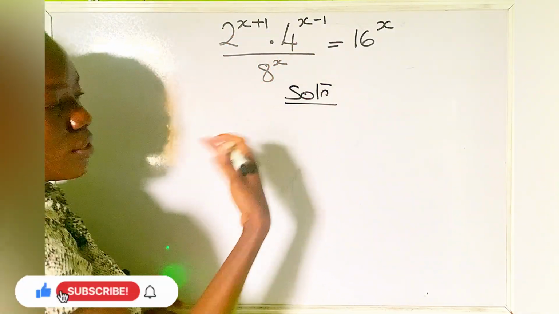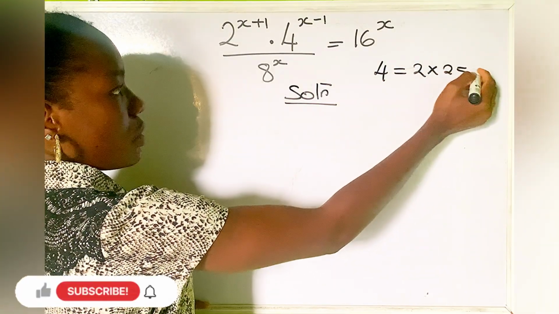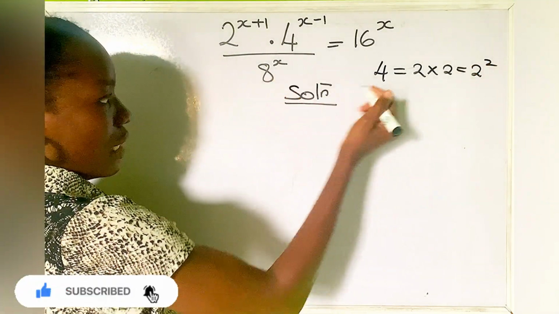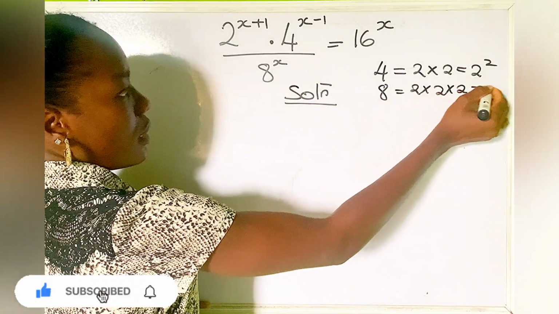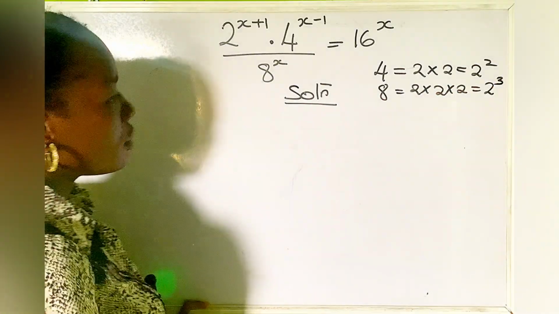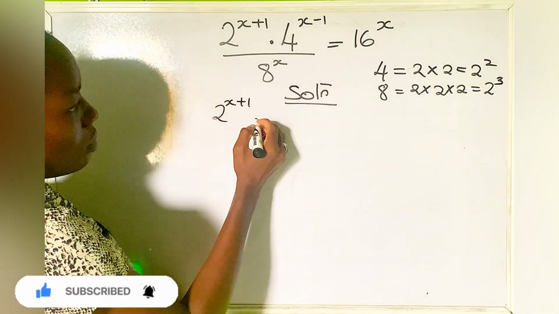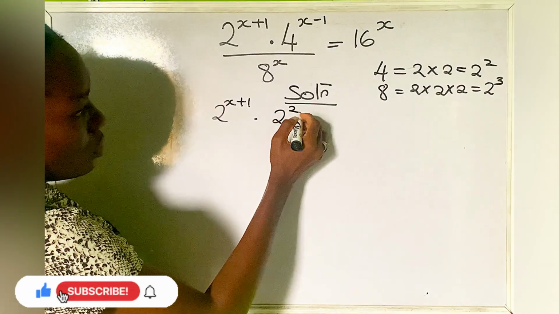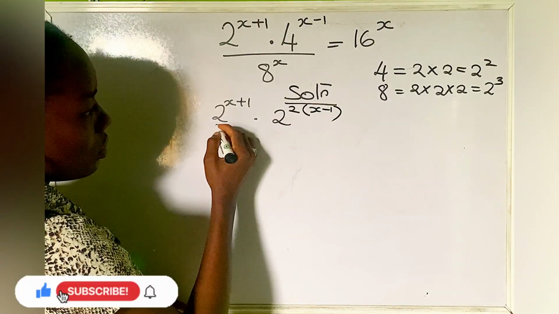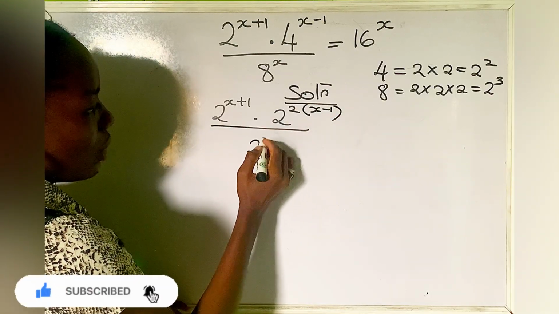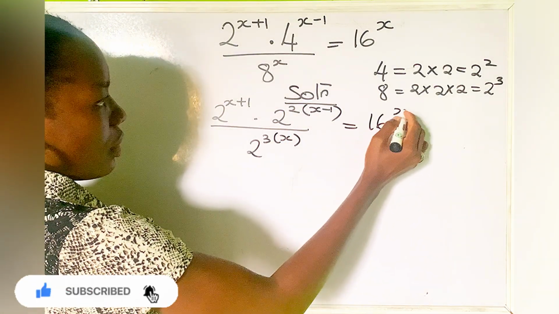Now we can write 4 as 2 multiplied by 2, which will give us 2 squared, right? And for 8, you can write it as 2 multiplied by 2 multiplied by 2, and that will give us 2 to the power of 3. So we have here 2 to the power of x plus 1, multiplied by 2 to the power of 2, which is going to give you 4, in bracket x minus 1, all over 2 to the power of 3, bracket x, is equal to 16 to the power of x.